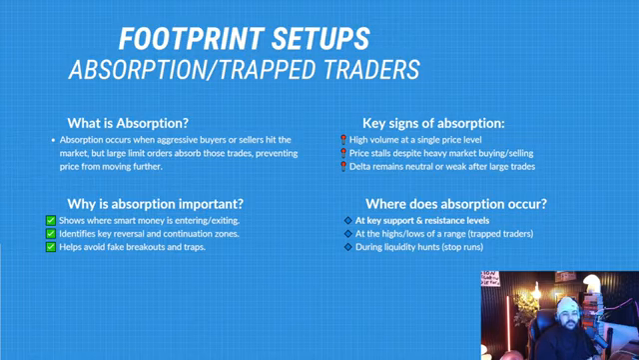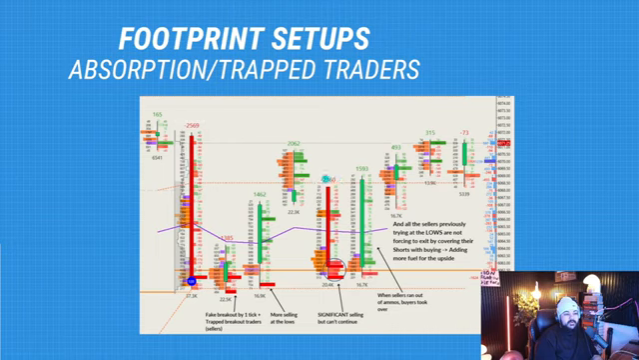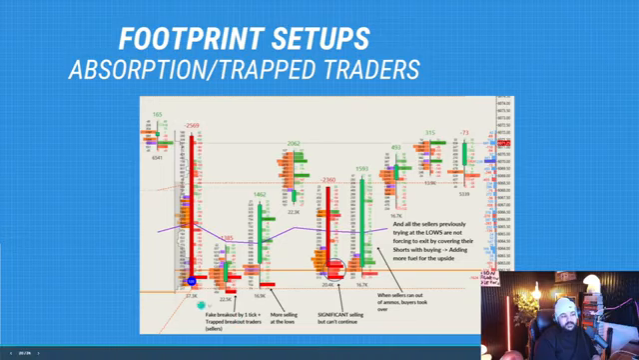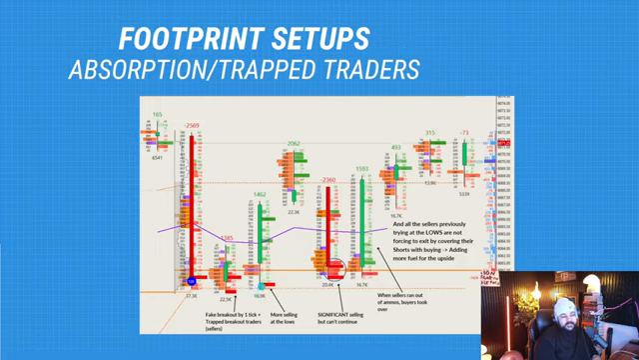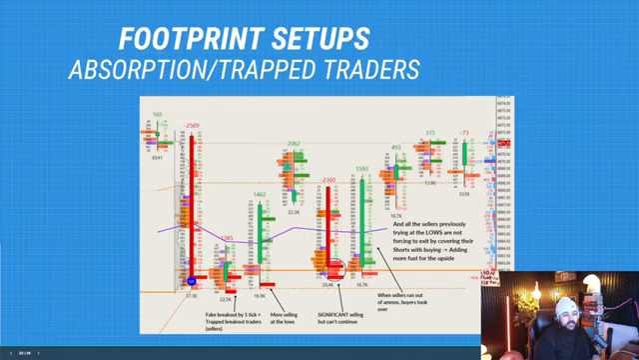And absorption usually occurs at previous support and resistance levels, at highs and lows of a range, or during liquidity hunts, which we like to call stop runs. So over here we can see that there is significant selling occurring, but price is not continuing lower. That's because there's passive buyers at this area buying these shares and moving the price higher. There's a fake breakout by one tick and trapped breakout traders, which is a fakeout. And there's more selling occurring, meaning retailers are still continuing to try to sell, but then passive buyers step into the market and move the market higher.